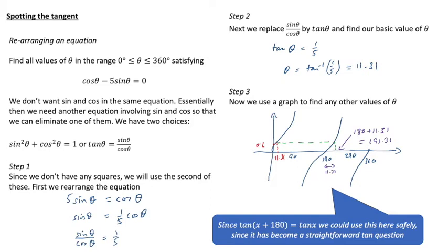And again, just to reiterate these equivalences, since tan of x plus 180 is the same as tan x, we could use this here safely, since it has become a relatively straightforward tan question. Anyway, finally I've put the answer back up into where we were writing for step 2, so we've got our 2 answers there with their little degree symbols.